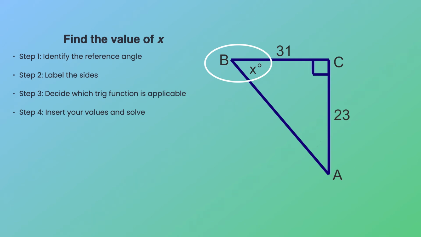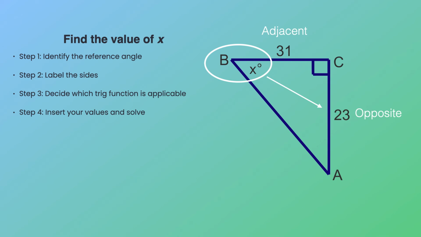Then step 2, we're going to label the sides. So I know for sure 23 is our opposite side because I have to cross the triangle to get to that one. The 31, we have to pay a little more close attention because both the adjacent side and the hypotenuse make that angle B. So we have to make sure we're picking the right one. Since our 31 there also is part of the right angle, this is our adjacent side. The hypotenuse is always across from the right angle. It's not touching the right angle. So we have adjacent and opposite.